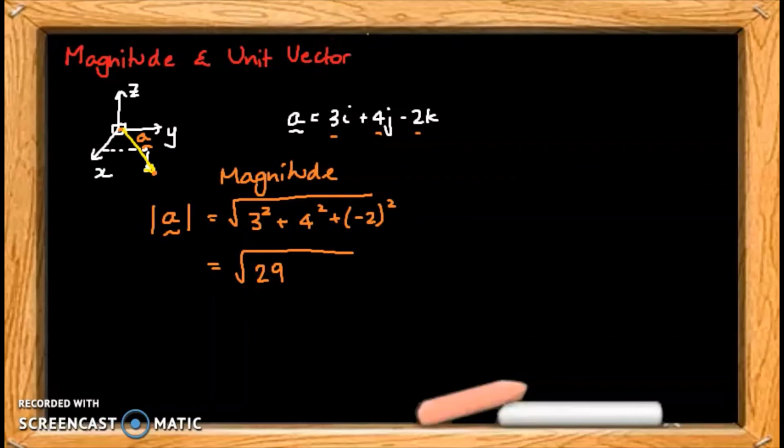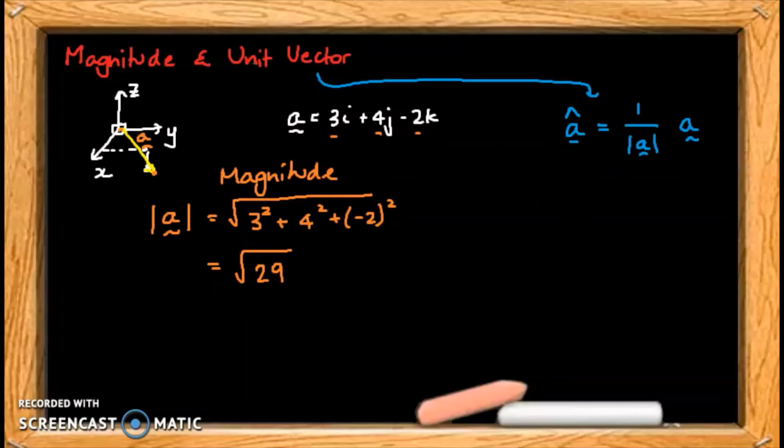Sometimes it's useful to be able to express a vector as the unit vector. And by that, what I mean is a vector that has a magnitude of length 1. So a unit vector will be exactly the same direction as vector A, but with a magnitude of 1. And the way we do that is my unit vector, which is called A hat, will be 1 over the magnitude, so this will be 1 over root 29 times the original vector A.